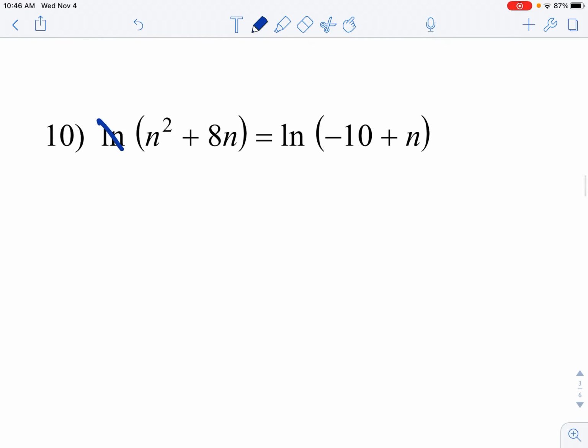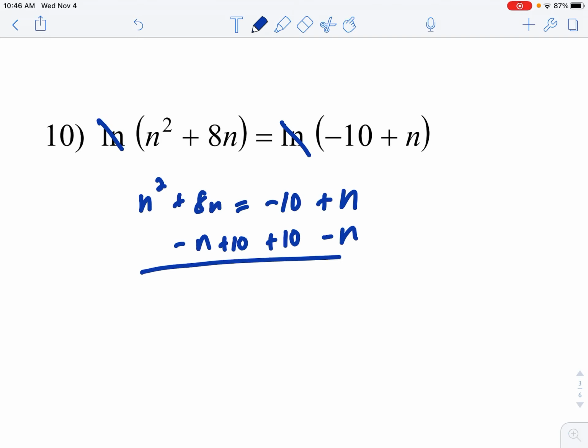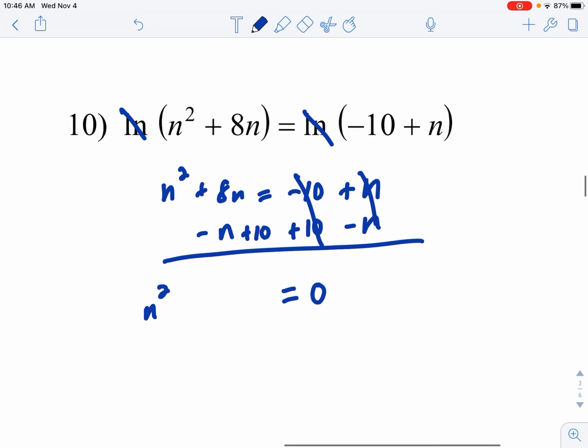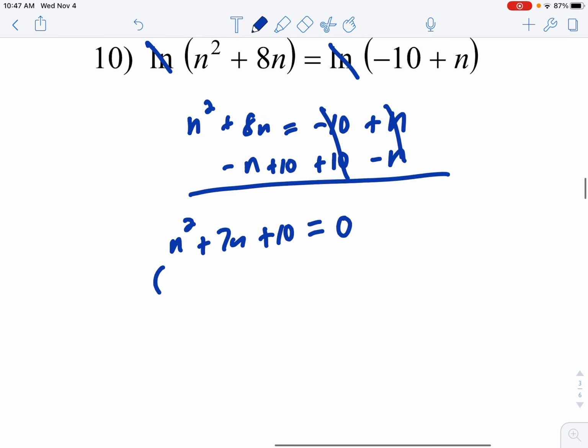Number 10, again, natural log on both sides cancels out. n squared plus 8n equals negative 10 plus n. To solve a quadratic, we need one side equal to 0, so I'm going to go ahead and minus n and add 10 to both sides. That way this all cancels out. I get over here n squared plus 7n plus 10. To factor this, two numbers that multiply to 10 add up to 7. That's got to be 5 and 2, right? Plus 5, plus 2.